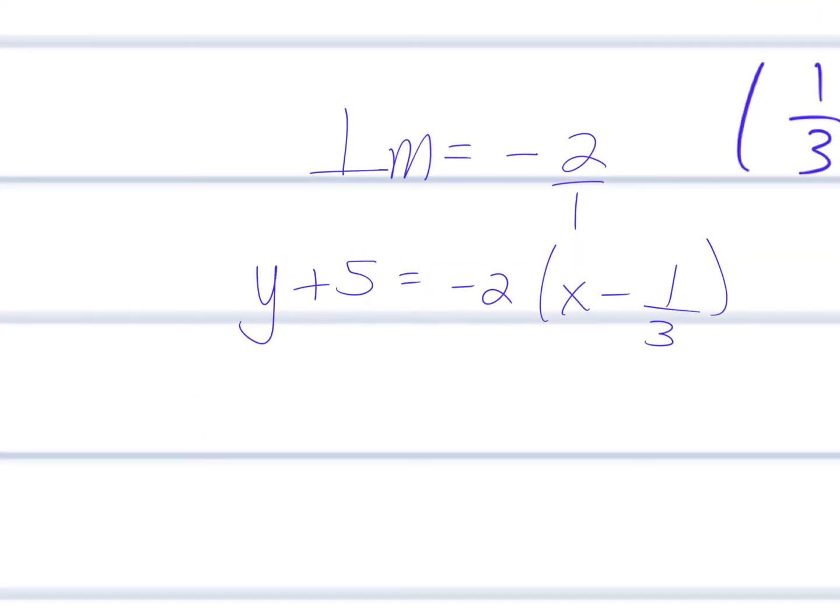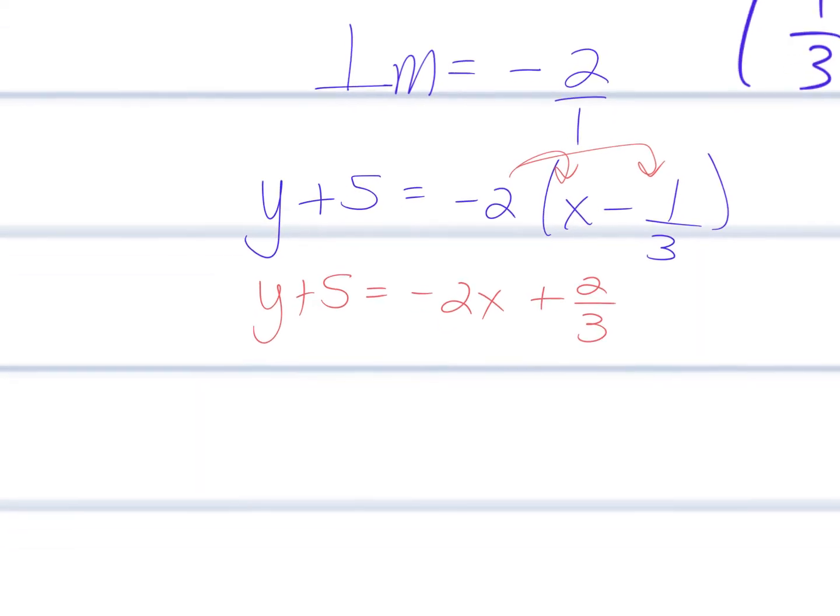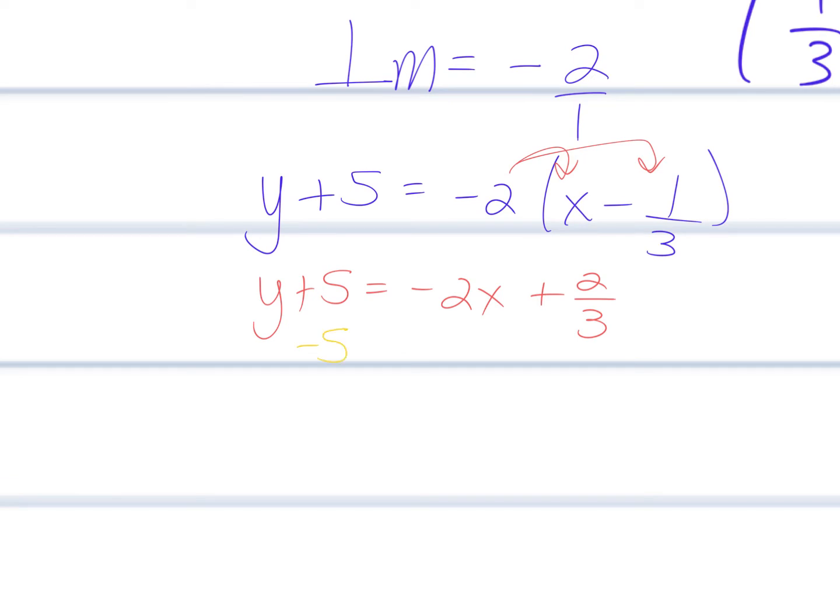What do I do with that negative 2? Distribute. We just keep doing the same thing. So y plus 5 equals negative 2x. A negative times the negative is a positive. And then I have 2 times 1 is 2. 1 times 3 is 3. What's the last thing I need to do? Minus the 5. It's going to be 5 over 1.